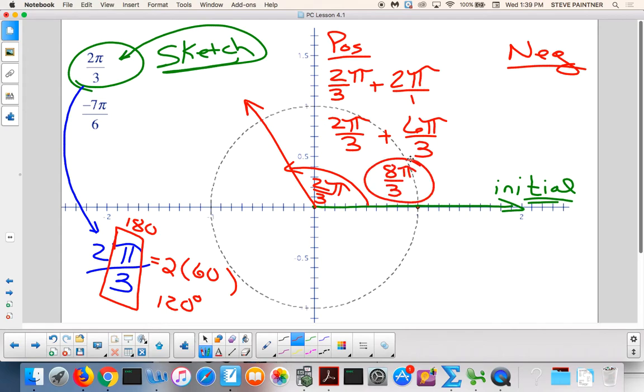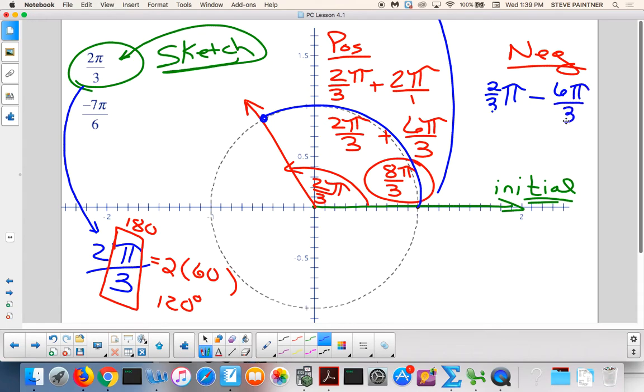Okay, what does 8/3 pi look like? It's just this. That's 2/3 pi plus what? 2 pi gets me right back here. Yeah. But what's the negative version of the answer? Yeah, Zach. Just do 2/3 pi minus 6/3 pi. You would get -4/3. -4/3 pi, yep.